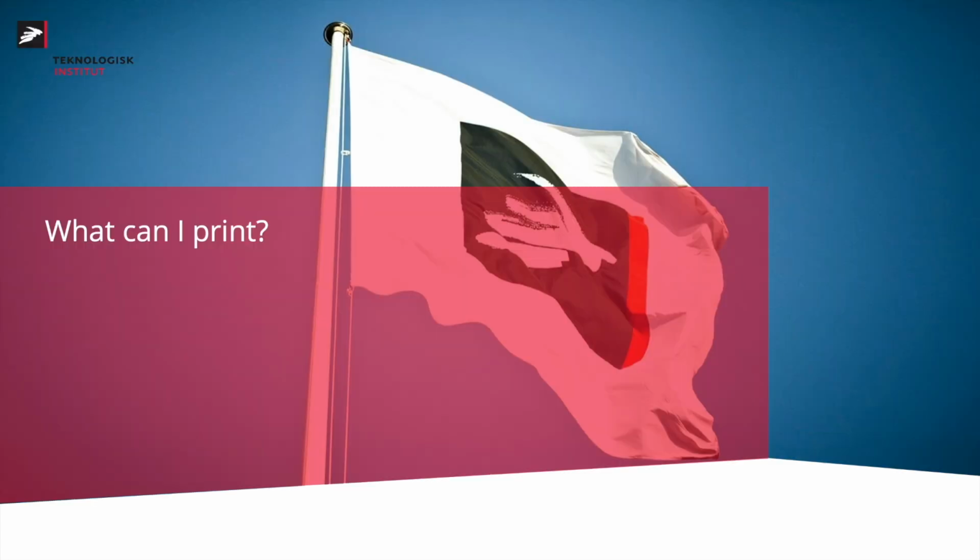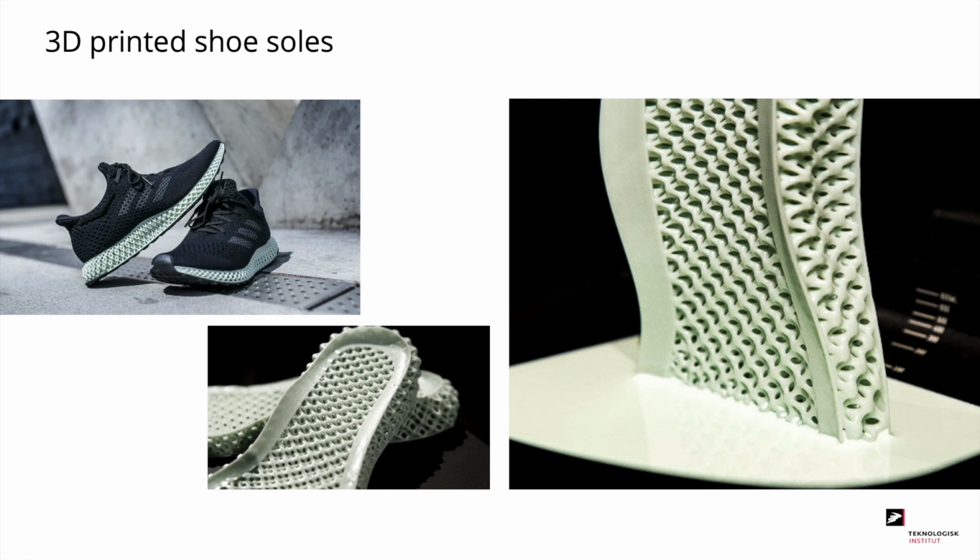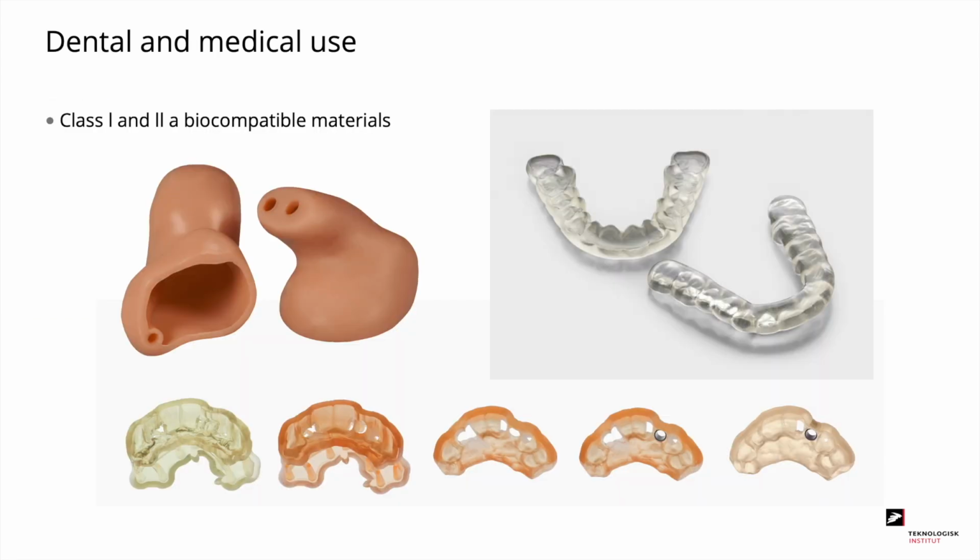Now it's time to look at what we can print with VPP. One area where we see this printing technology used is shoe soles. This is because you can print in flexible materials and it's even possible to make custom fits. VPP is also very popular for dental and medical use. For instance, 97% of all hearing aids are produced with this technology. One of the reasons is that you can get biocompatible materials that are classified as 1 or 2A.